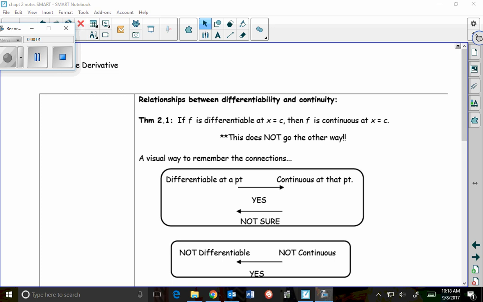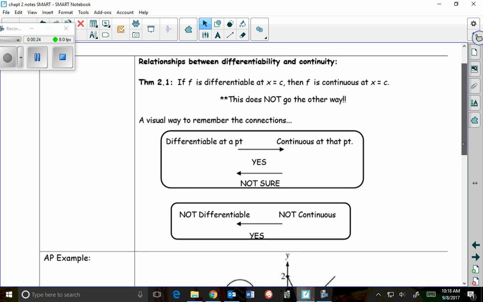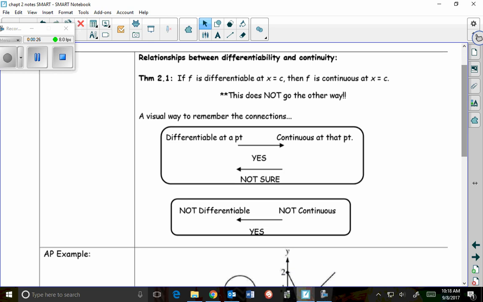So, looking back and remembering in our notes, because this will help us a lot, does differentiability imply continuity? Yes. Does continuity imply differentiability? No. Could be, but it doesn't imply it. Yes, thank you. Now, if we're not continuous, then we cannot be differentiable. Agreed?